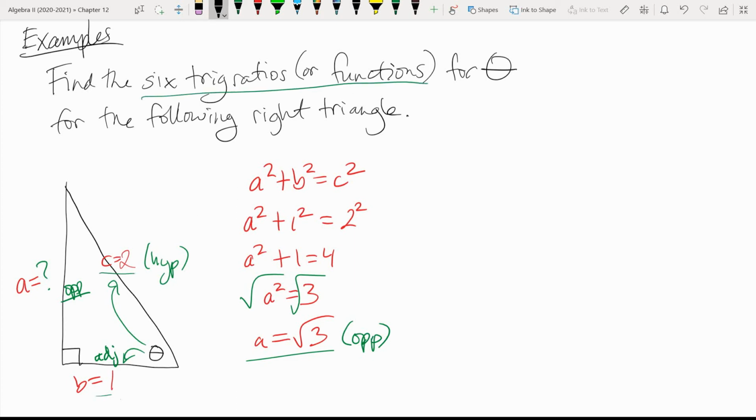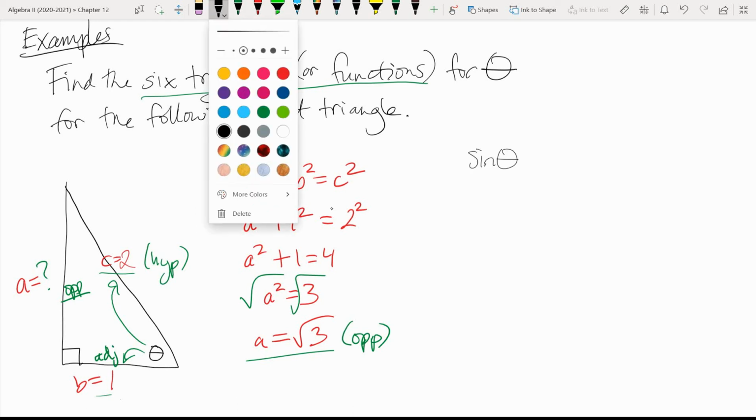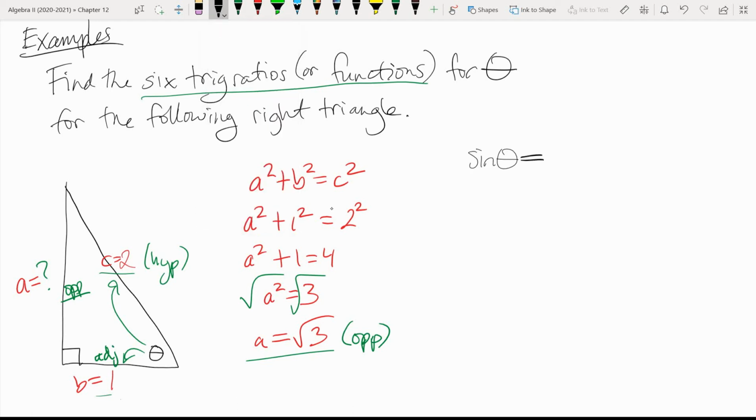So that means we should be able to find what sine of theta is. Sine of theta, so from this angle, sine, remember, I'm going to write out our little acronym here, SOHCAHTOA. Sine is opposite over hypotenuse. So opposite side is, we just found that to be square root of 3, and our hypotenuse is 2, so square root of 3 over 2.